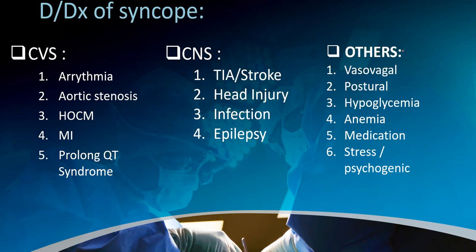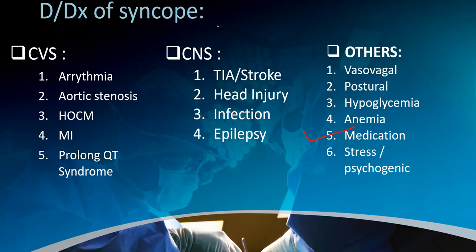For others, there are a couple of other differential diagnoses which are also important. One is vasovagal syncope, postural hypotension, hypoglycemia, anemia. Some medication can cause it, and it's very important: medication-induced syncope. Then we have stress or psychogenic syncope as well.